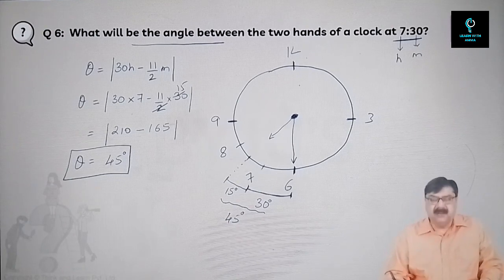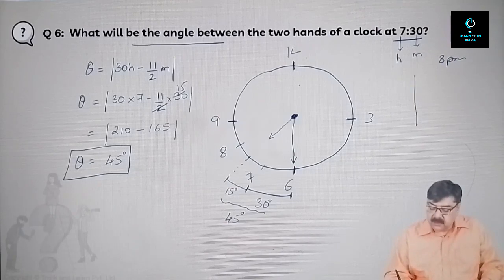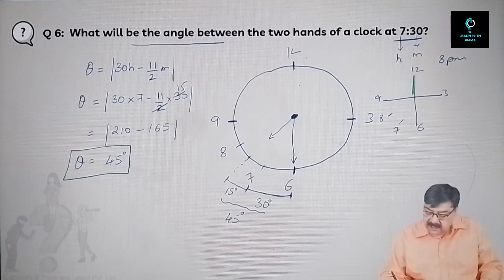So this method will definitely work out for various timings. Let us say at 8 p.m. you need to find out. So if this is the dial, 12, 3, 6 and 9, this will become 8, this will become 7. So this is how we have the 8 o'clock timing.